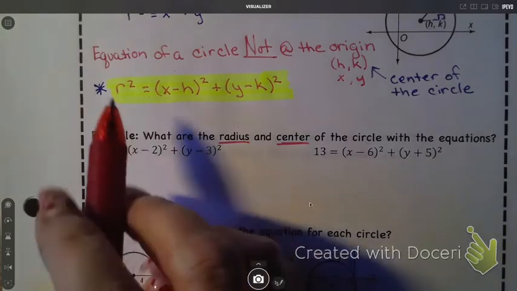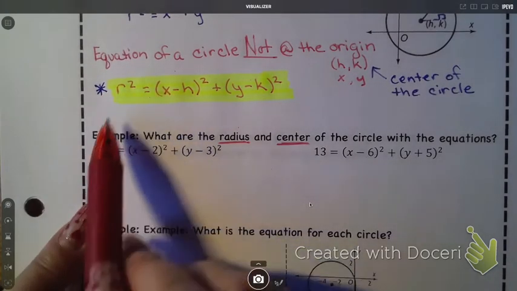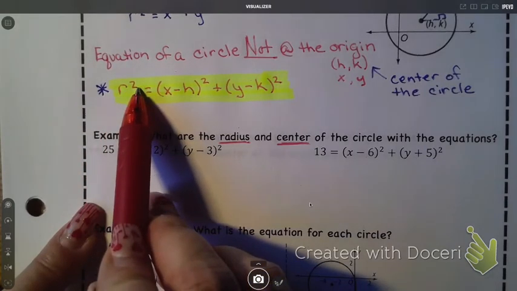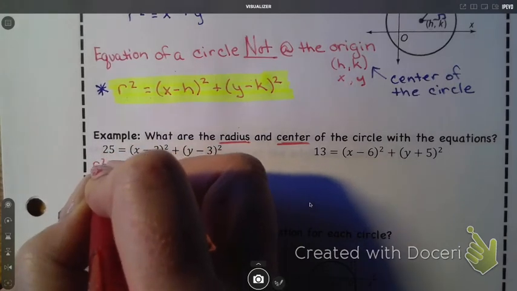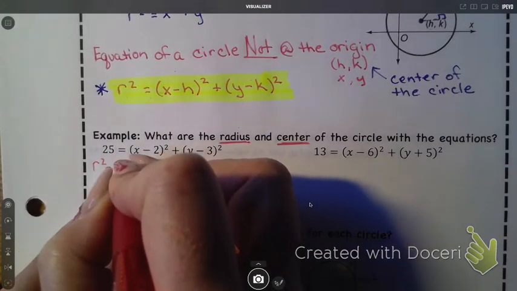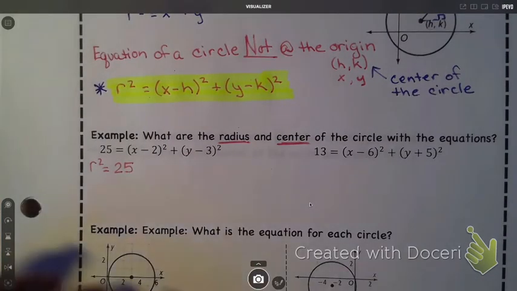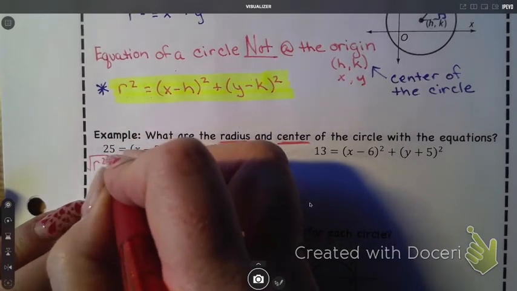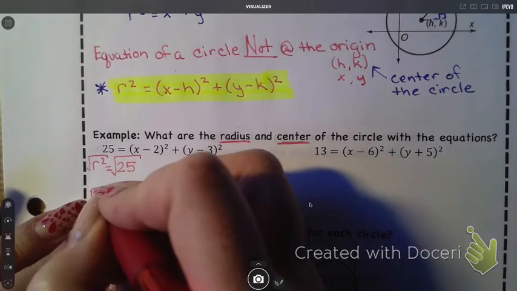Well, if I just wanted the radius, 25 is the same as r squared, correct? So I have r squared equals 25. But I just want r. Square root. So I have to take the square root. And I'm going to remind you of something that you have been taught, but you're going to look at me like you've never seen it before.